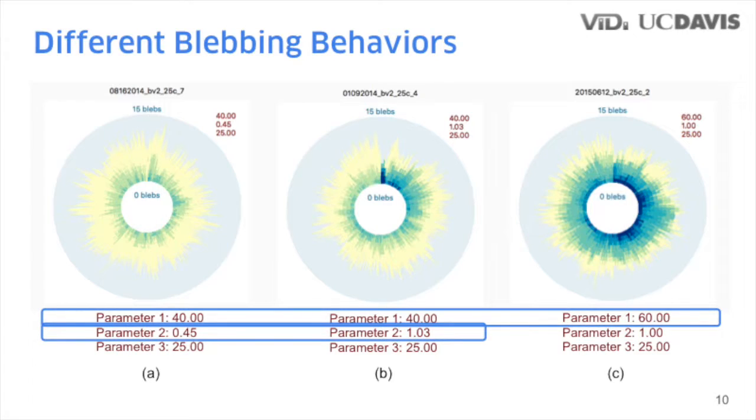Now let's take a look at the case studies. These figures show the visualization of 3 blebbing cells. They exhibit the most visually different behavior. The visualized data suggests that the magnitude of the applied stimuli correlates directly with the blebbing behavior.